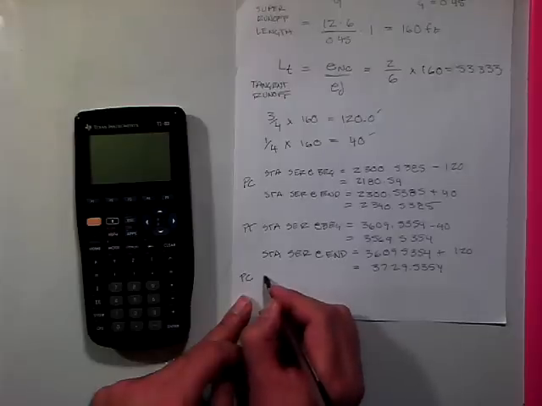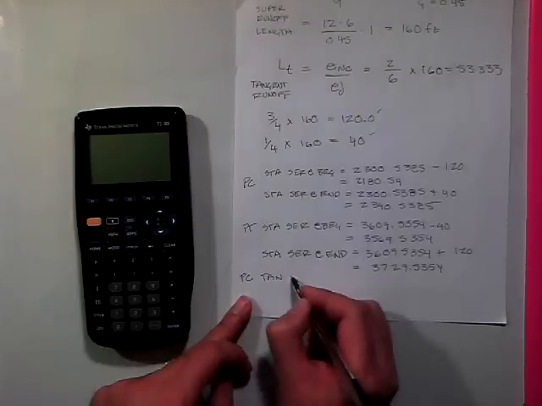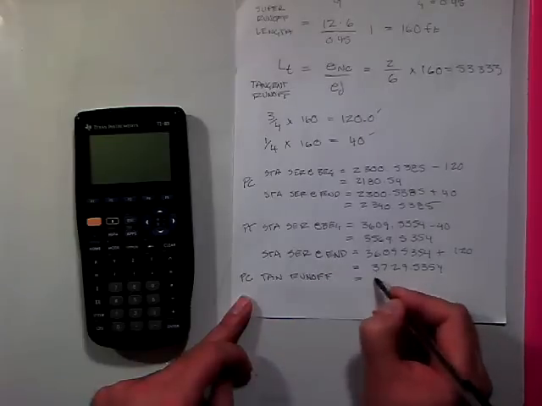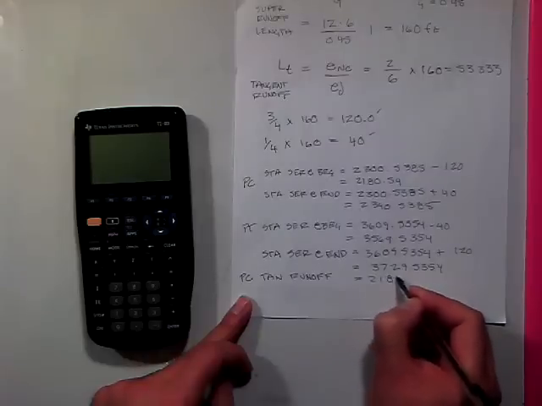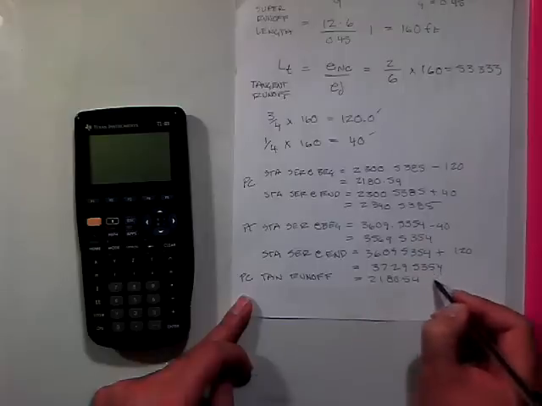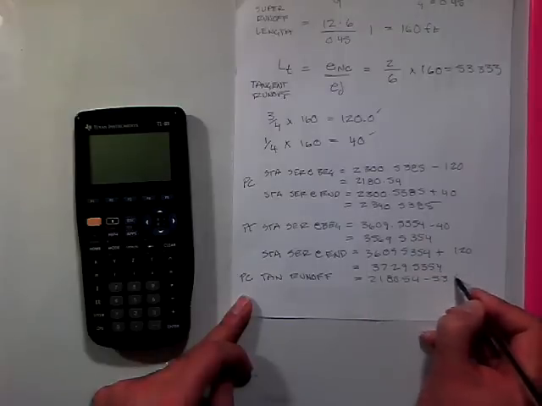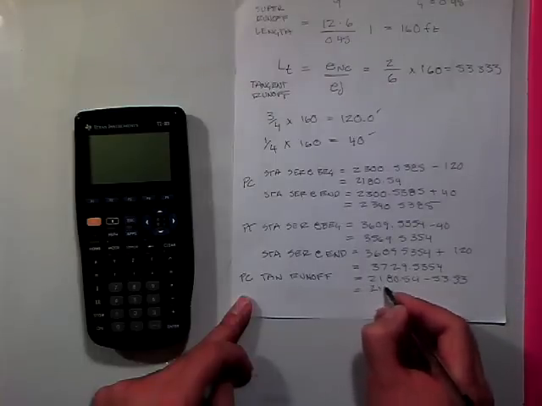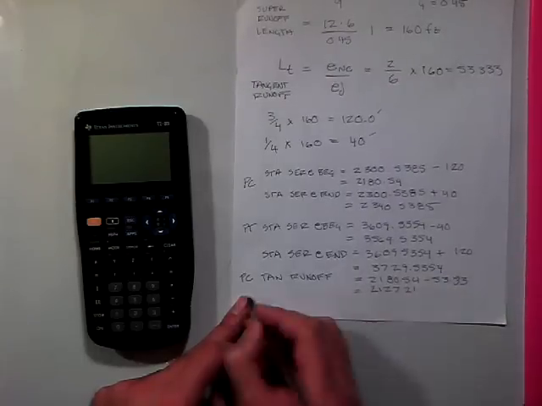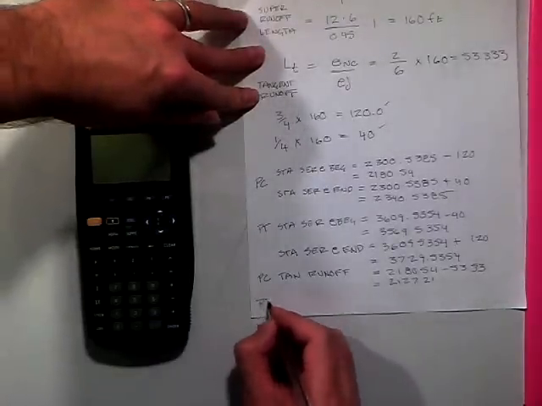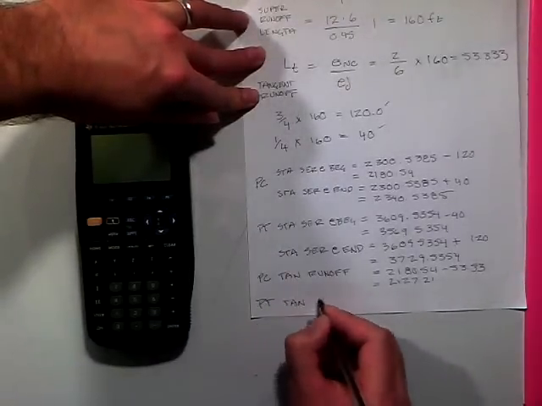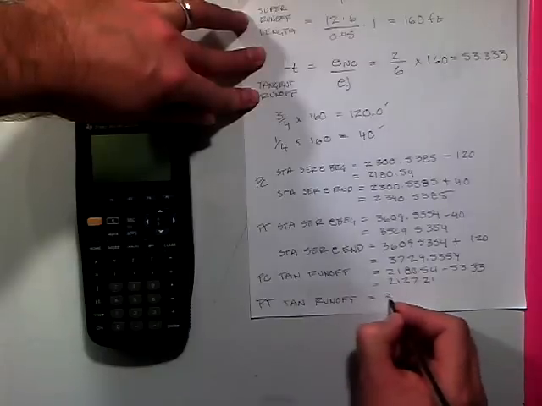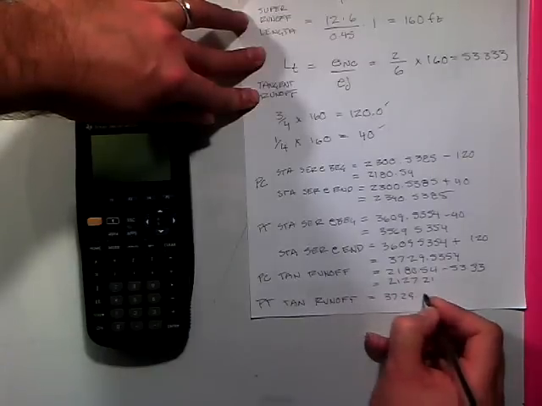Our PC tangent runoff equals 2180.54 minus 53.33. That equals 2127.21. Our PT tangent runoff equals 3729.54 plus 53.